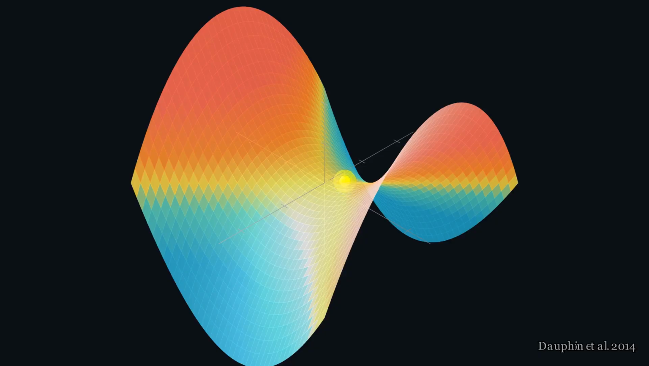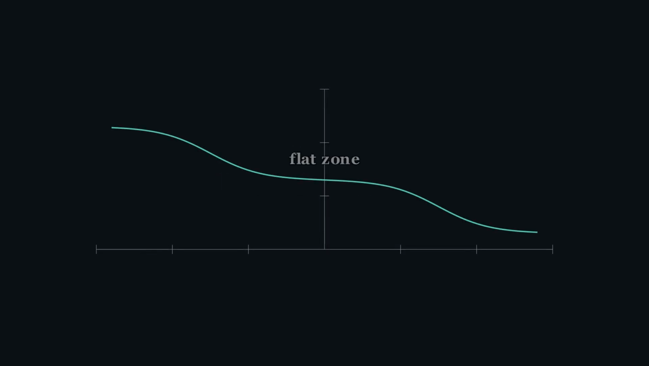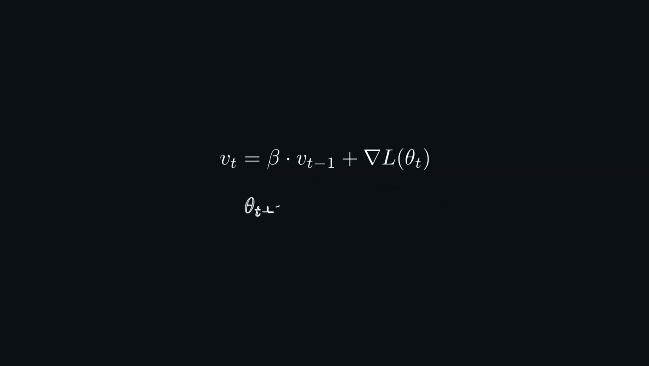We need something more. Imagine a ball rolling down a hill. Even if it reaches a flat spot, it doesn't stop immediately. Its momentum carries it forward right through the flat region. We can add the same idea to gradient descent.